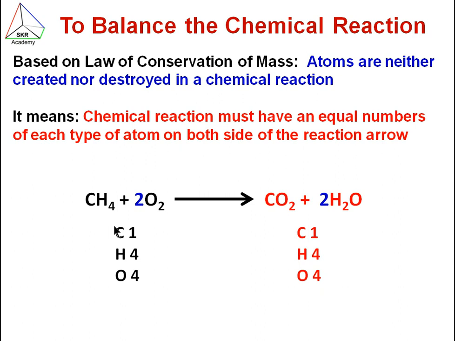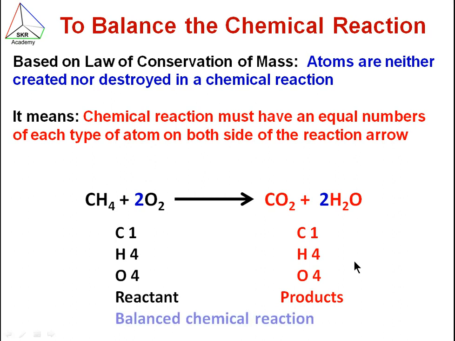So we see that the total number of atoms of each type is equal on both sides, which means this reaction is balanced. And usually we write reactants on the left hand side and products on the right hand side. So you can also say that when the total number of atoms of each type on the reactant side is equal to the product side, then the reaction is balanced. So this is a balanced reaction.